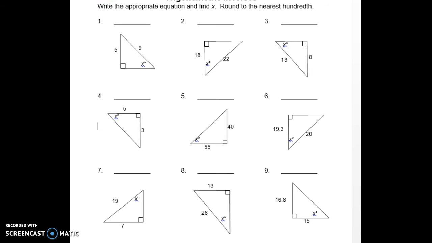identifying the relationship. So we have opposite and hypotenuse. So that's going to be the sine. So we do sine inverse of 5 over 9. So in the calculator, you'll put second sine and then just put your fraction in, just like that. And that's all you have to do.